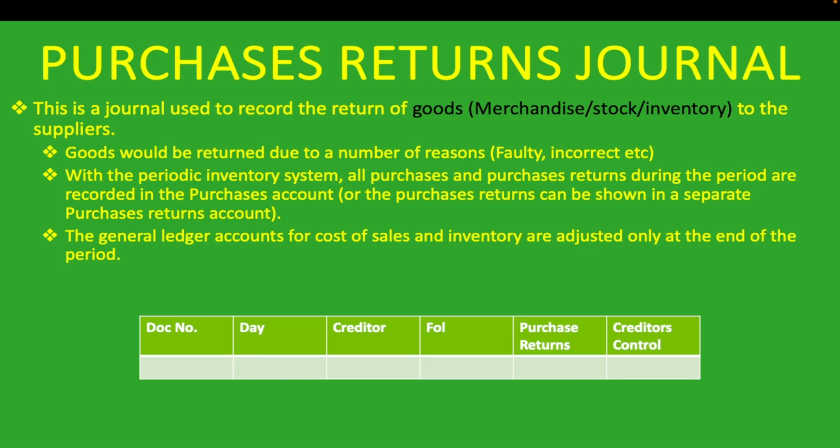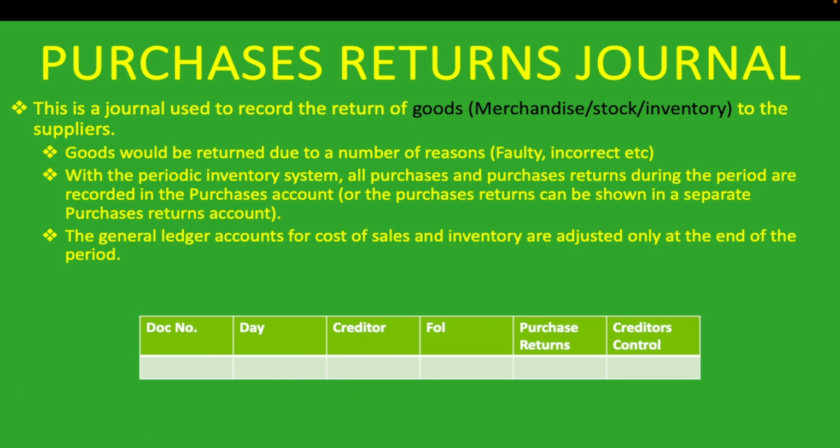goods, and this is why it's important to note that the purchases returns journal is mainly for goods that you bought on credit. What does it mean to buy on credit? It means that you bought from them and you'll only pay them at a later date or at a later point in time. Okay, you're not paying them cash when you're buying from them.